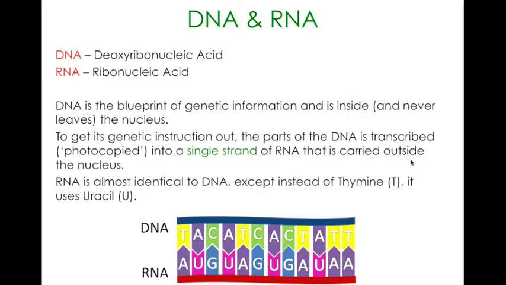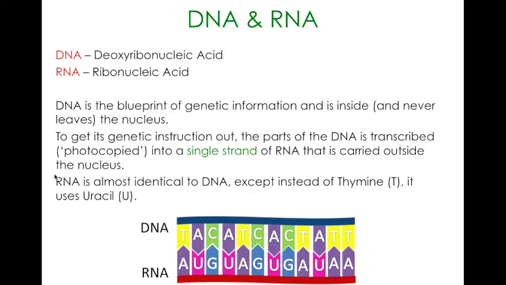And it makes a lot of sense if you think about it. If you have these genetic instructions that are delicate and vital to the survival of the cell and eventually the organism, you don't want to be just passing them in and out of the nucleus. So the DNA sits inside the nucleus, and the RNA, which is produced inside the nucleolus within the nucleus, is the photocopied version of the DNA, which then goes out into the rest of the cell.